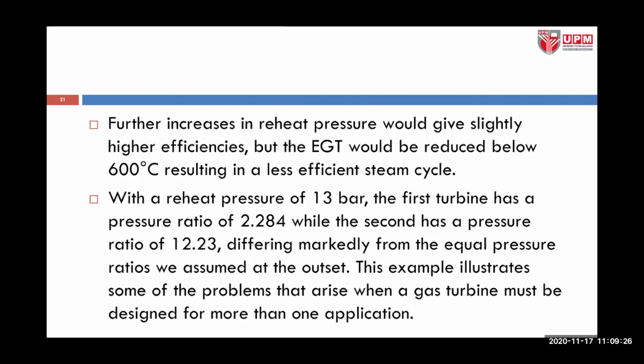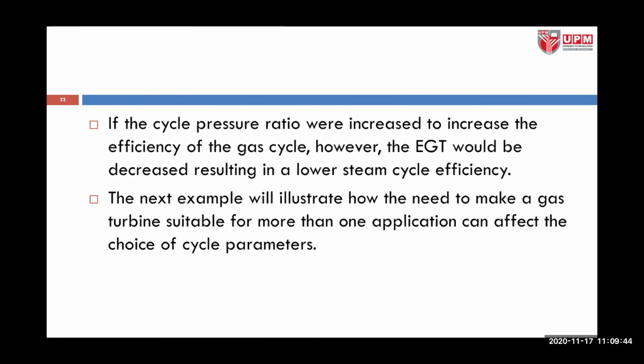So the gas turbine engine designer must decide what is the best situation, whether to increase the pressure for the combustion chamber or have a less efficient steam cycle. If the cycle pressure ratio increases, the efficiency of the gas cycle increases; however, the exhaust gas temperature would decrease, resulting in a lower steam cycle efficiency.